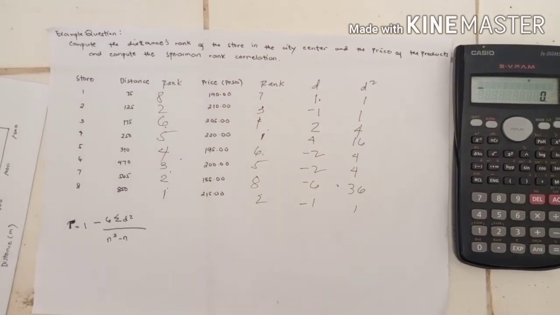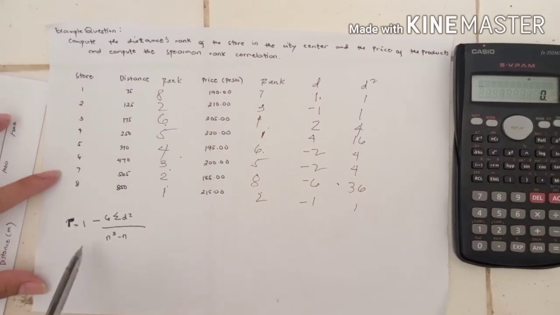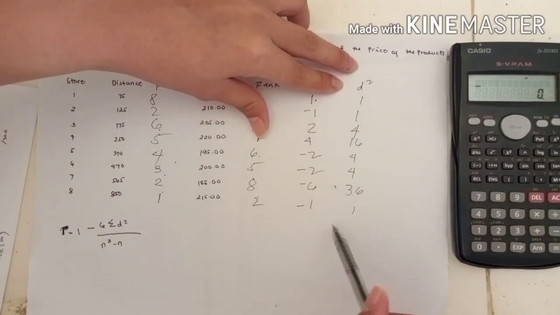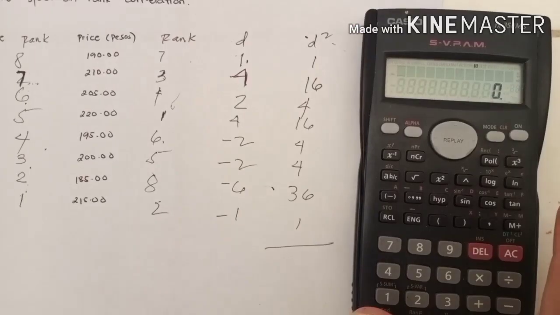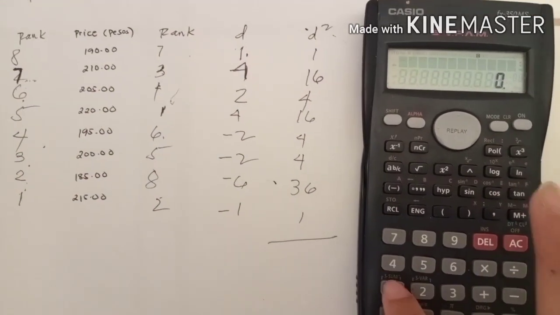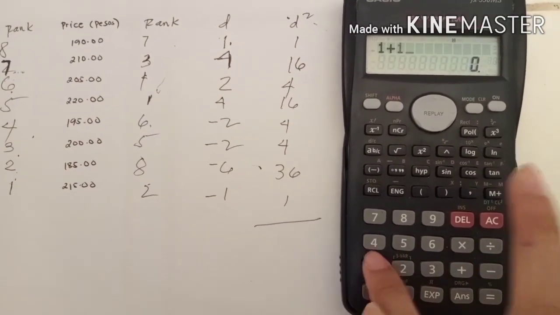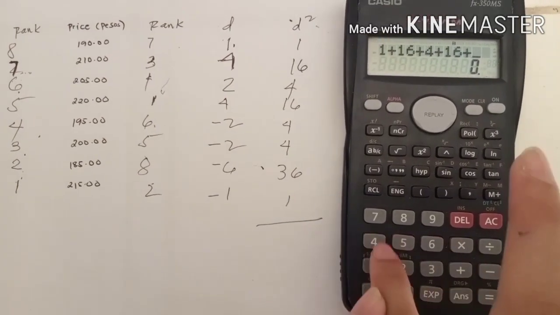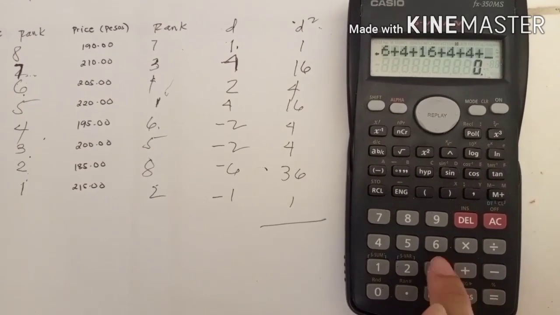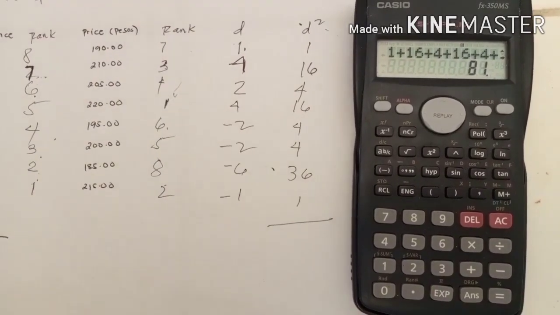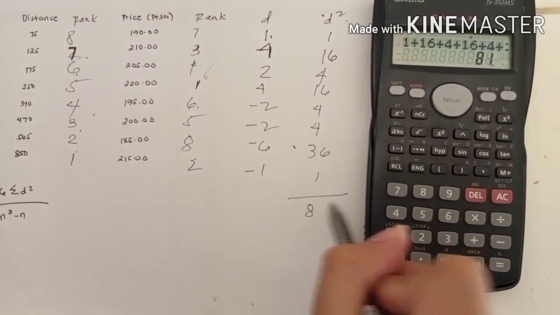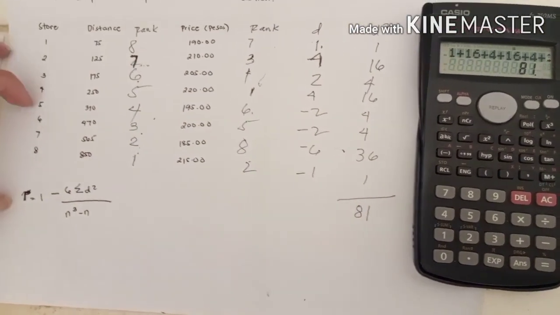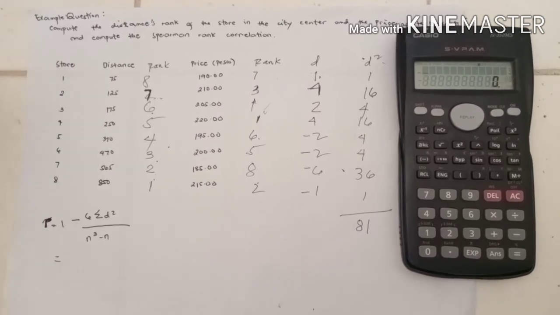Before proceeding to the formula, we have to add first the D squared. Let's add the D squared: 1 plus 1 plus 4 plus 16 plus 4 plus 4 plus 36 plus 1 is equal to 81. So the sum of D squared is 81.